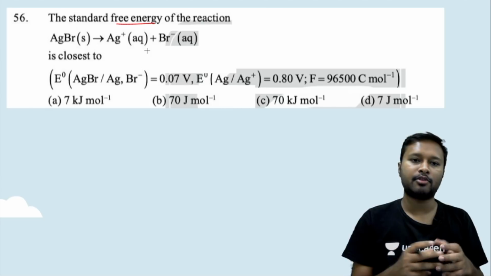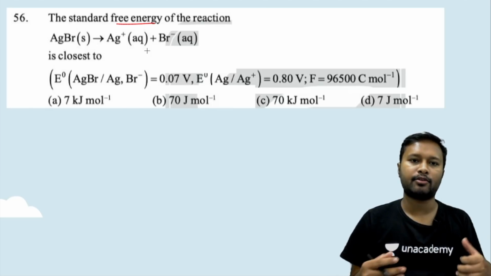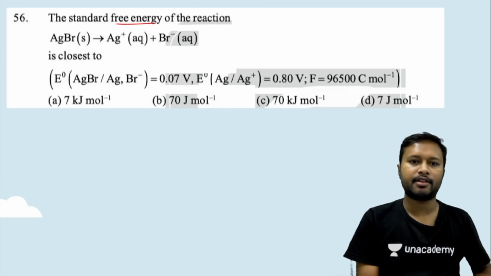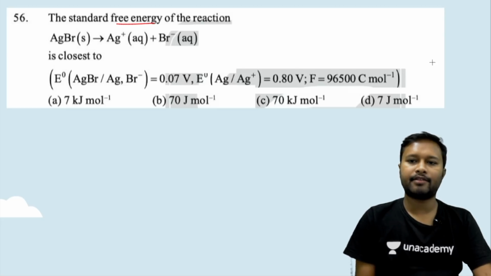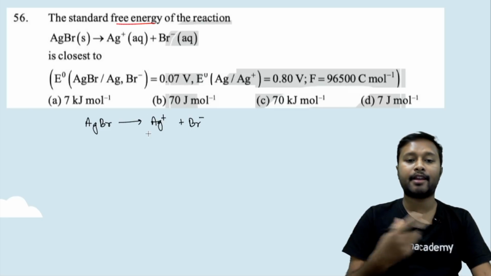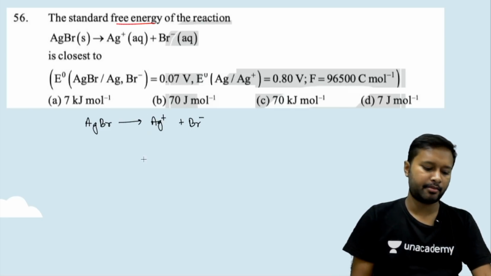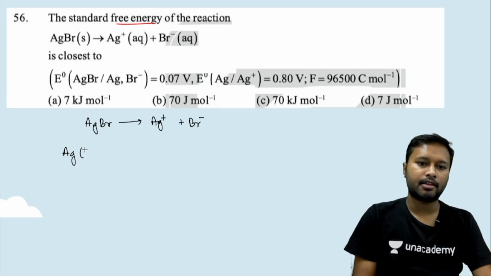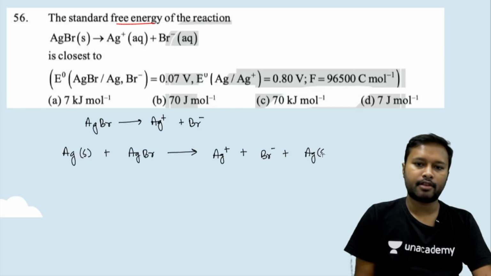To answer this question, you need to know the overall reaction of the silver electrode, so that how the reaction actually is done. Alright, so this cell reaction which is already given to us, in which it is given that AgBr is getting converted into Ag plus and Br minus. The complete reaction can be written in this way: Ag in the solid form reacts with AgBr, and this basically gives you Ag plus, plus it gives you Br minus, and plus it gives you silver in the solid form.